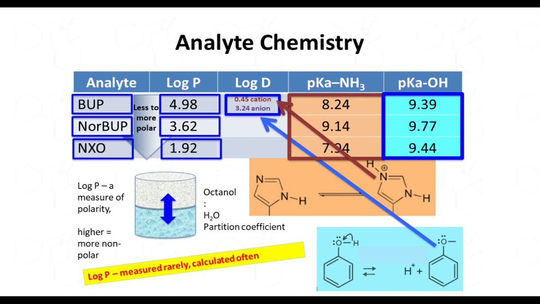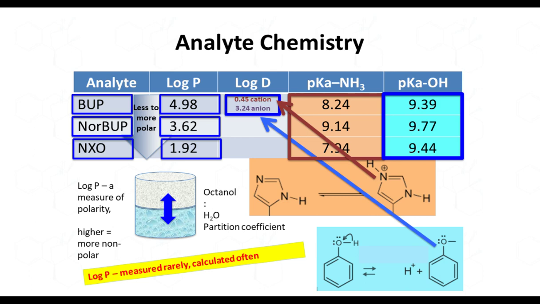So if we look at the log P's for these 3 compounds, you can see that buprenorphine has a log P of almost 5, norbuprenorphine of 3.6, but naloxone is below that threshold that I mentioned earlier of 3. It's only 1.9. If you're not familiar with log P, it's just the number that's derived traditionally by putting the compound in an aqueous phase and mixing it with octanol and then measuring how it partitions and taking the log value of that.